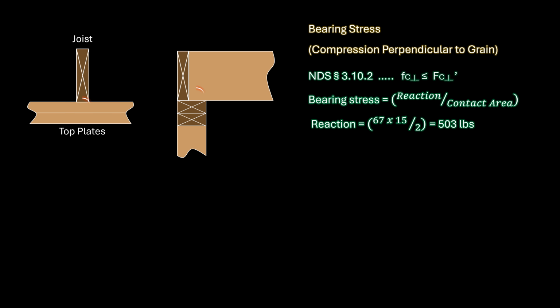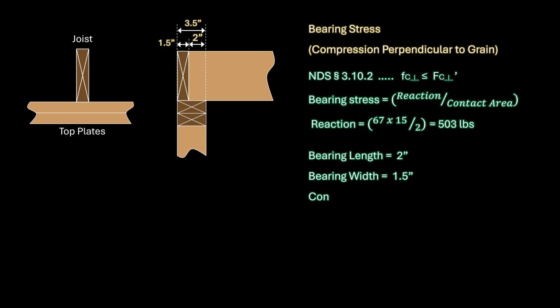Let us now look at the contact area at the supports. The top plates supporting the joists are 3.5 inches wide. The rim joist is 1.5 inches wide, which means that the bearing length of the joists is 2 inches. Since the joists are 1.5 inches wide, the contact area is the product of the bearing length and the width of the joist. The contact area is 3 square inches.